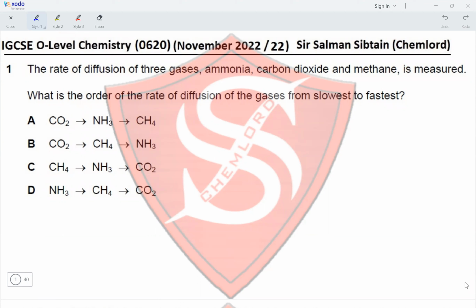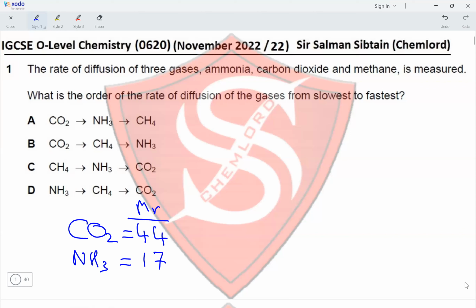So this would depend on their Mr. So we have carbon dioxide with an Mr of 12 plus 32 giving us 44. Then we have ammonia with an Mr of 14 plus 3, 17. And then we have methane with an Mr of 12 plus 4, 16.